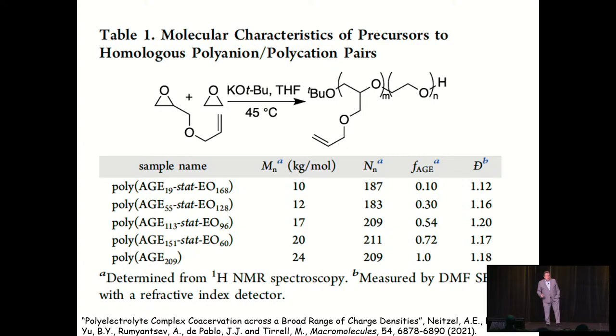Another variable we thought we could study with this was varying the degree of charge in the polymer. And for that, again, we wanted to be in the same situation of having the same polymer backbone exactly, and just having positive or negative charges. And so Angelica Neitzel synthesized a bunch of random copolymers of polyethylene oxide and polyallyl glycidyl ether, which puts a pendant allyl group on there. And as you can see, she made a set of five of them varying from 10% allyl glycidyl ether to 100%.